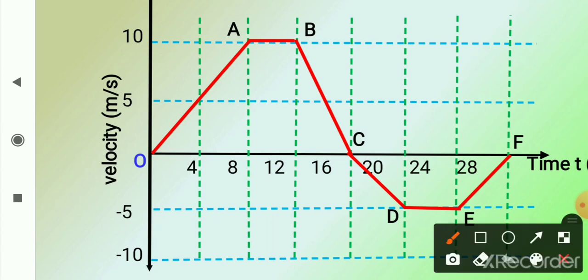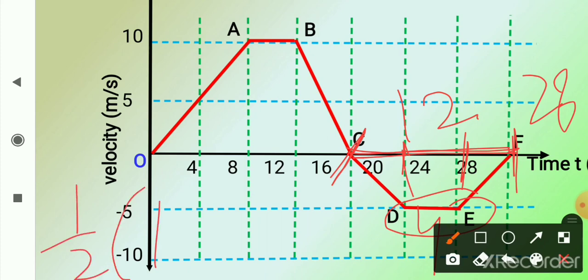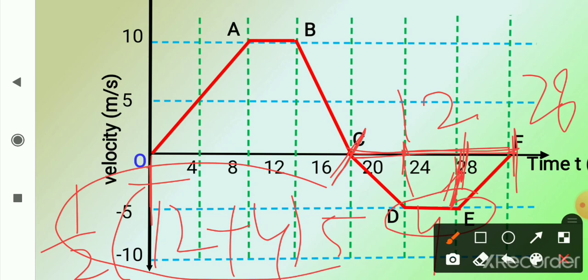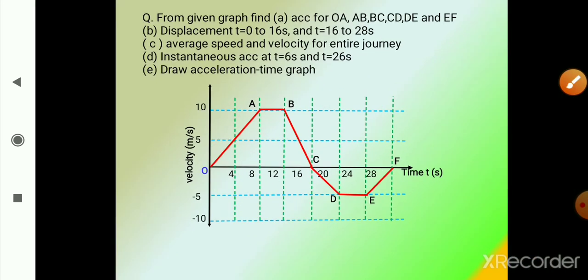Similarly, for this one, the base is from 16 to 28. This is 28. So, this base is 16, this base is 12, and this one is 20 to 24. So, this is 4. So, here the area will be equal to half base 12 plus 4 into this height, which is minus 5, parallel to this one, into 5. And you can calculate this area also.